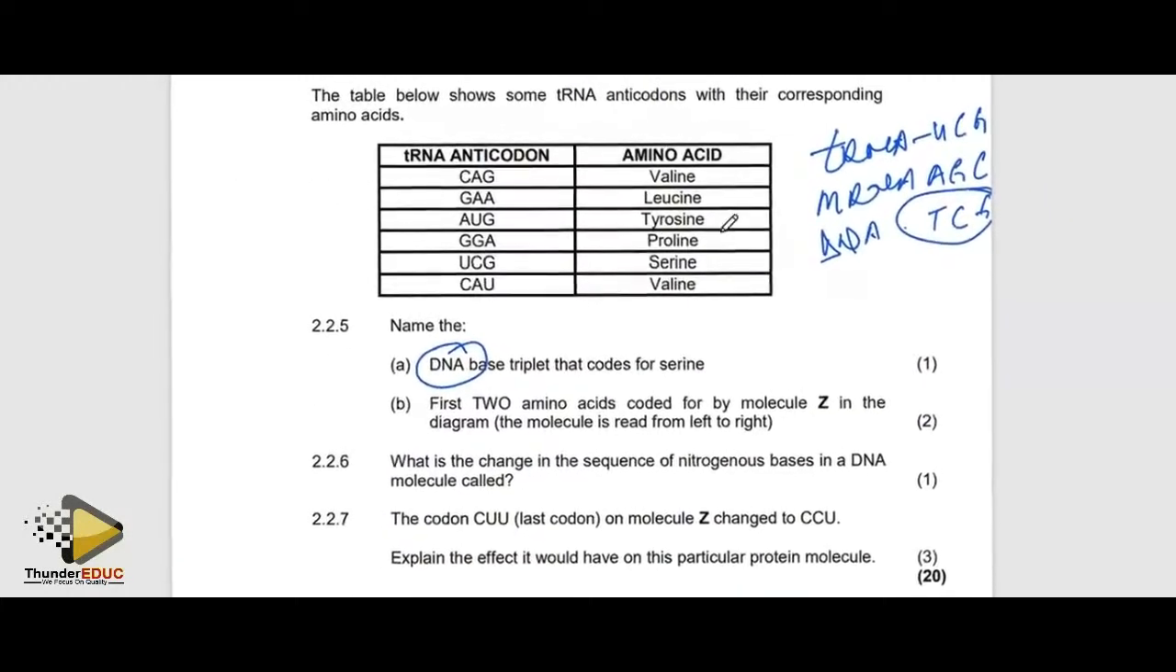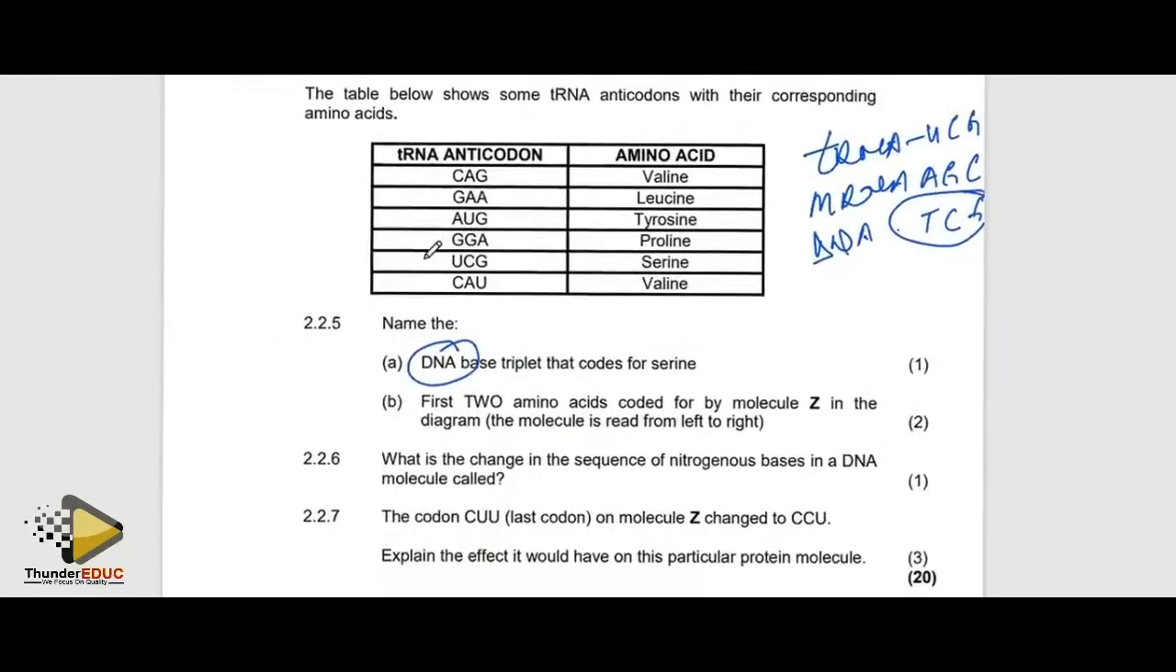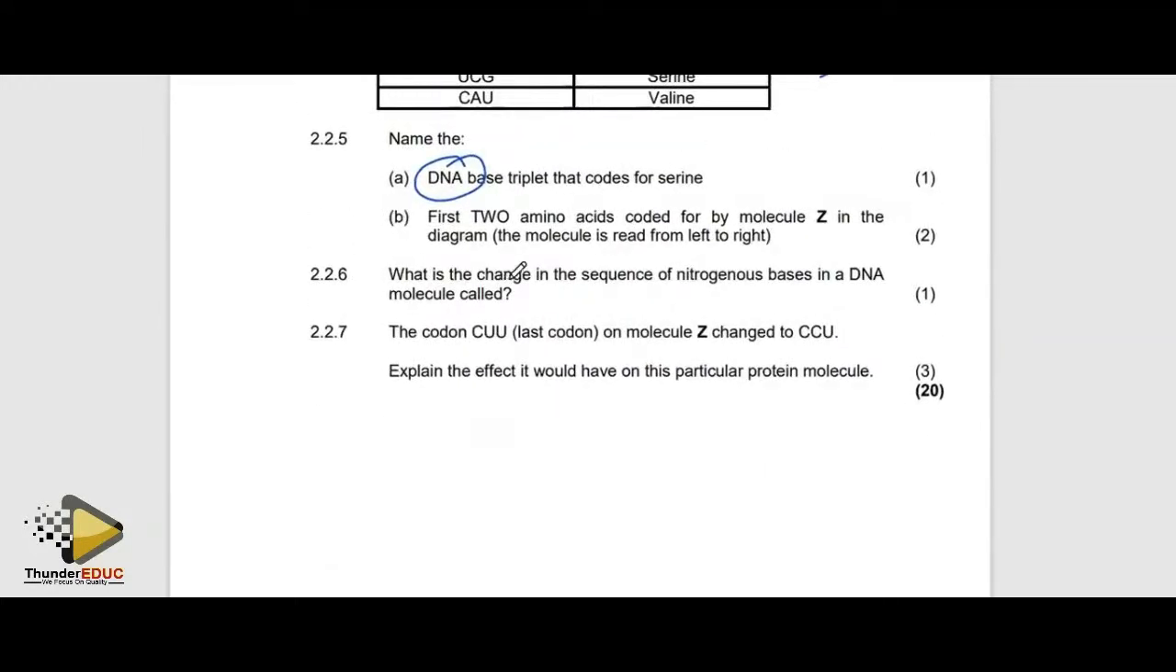So AUG, I come here, I look for AUG, which is tyrosine, and then CAU, which is valine. What is the change in the sequence of nitrogenous bases in the DNA molecule called? This is gene mutation. So we call it gene mutation. Why? Because the bases have been changed.